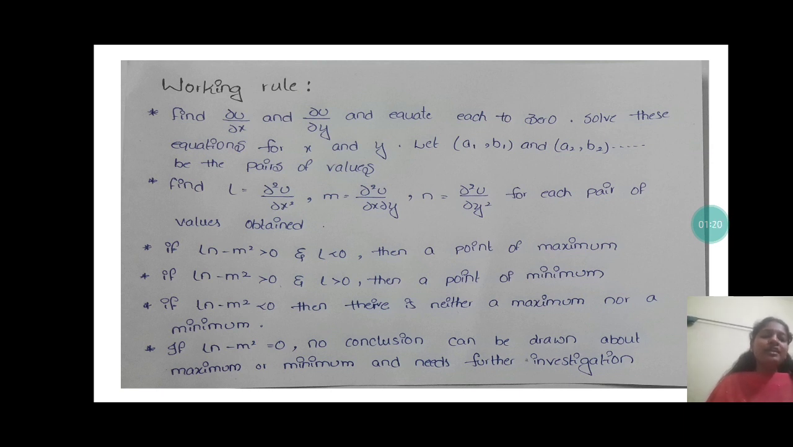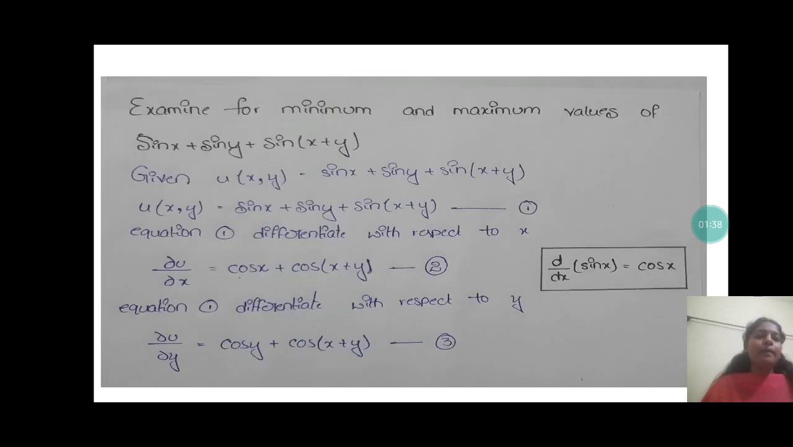If LN minus M² is less than 0, then there is neither a maximum nor a minimum point. If LN minus M² is equal to 0, no conclusion can be drawn about maximum or minimum, and we need further investigation.